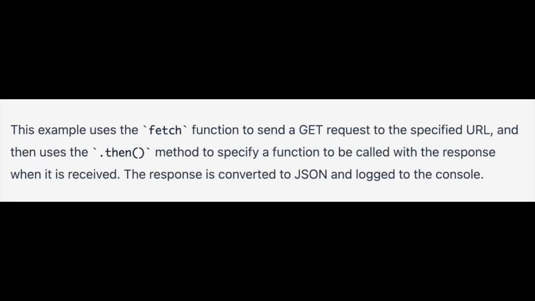This example uses the fetch function to send a GET request to the specified URL, and then uses the then method to specify a function to be called with the response when it is received. The response is converted to JSON and logged to the console.